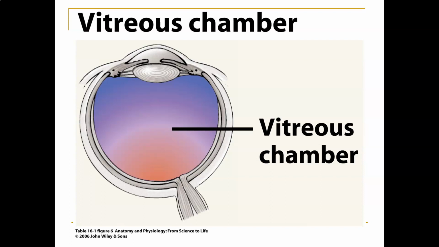And one of the most important functions of this jelly-like humor is that it holds the retina, which in this picture would be this layer that I'm coloring in red. It holds the retina against the rest of the eye, because your retina is actually not attached to the underlying choroid of the eye. It is just held flush against it by the pressure from the vitreous humor. The only place the retina is attached is right here, where the optic nerve leaves. That's the only place. So that's the vitreous humor.